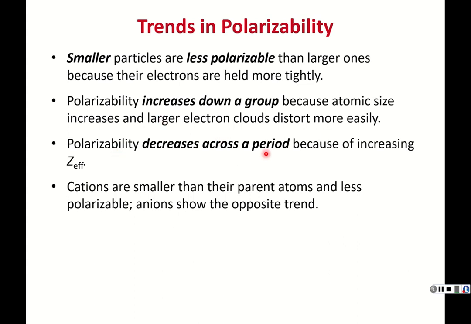Polarizability decreases across a row because of increasing effective nuclear charge. Cations are smaller than their parent atoms and less polarizable. Anions show the opposite trend, right? Remember, once a cation loses an electron, you still have that same nuclear charge there, so the electrons that are left get held onto tighter. Anions are the opposite. You're adding one extra negative charge, so your electron cloud is generally bigger.